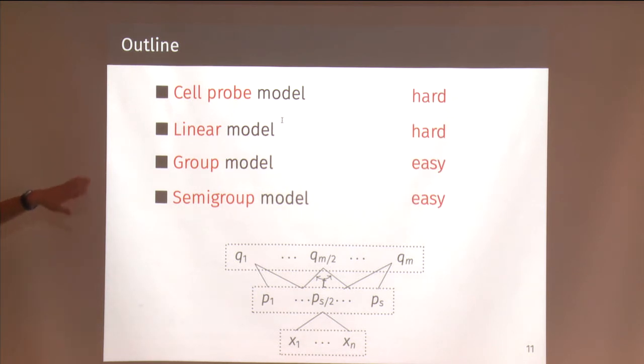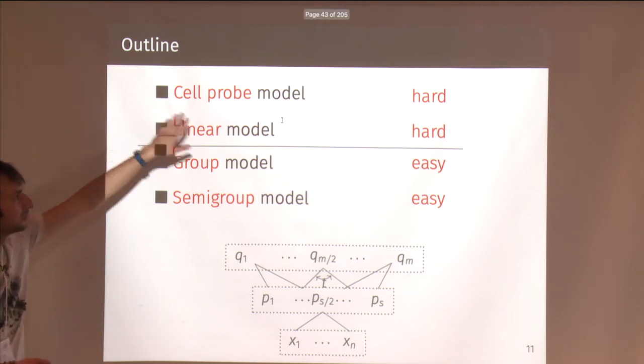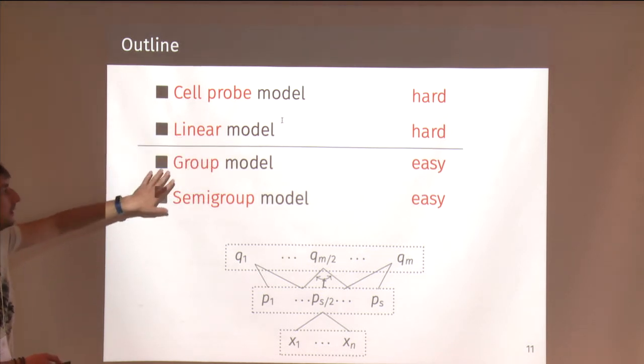The outline of the talk: essentially what we'll see today is that here it will be hard to prove stronger lower bounds, and here we will actually prove stronger lower bounds. When I say easy, it's not easy, but doable.